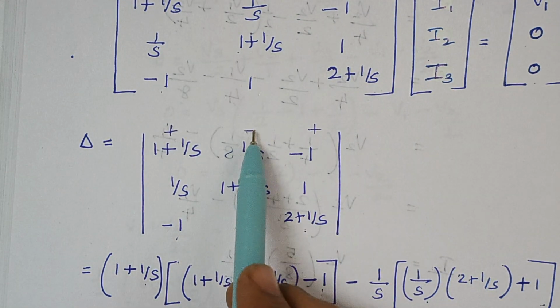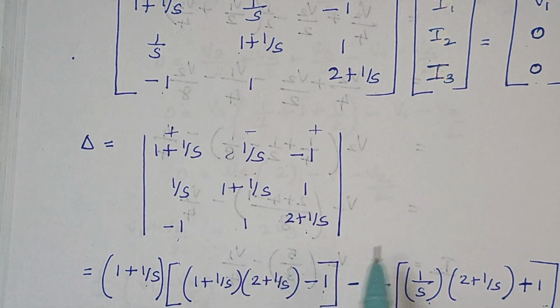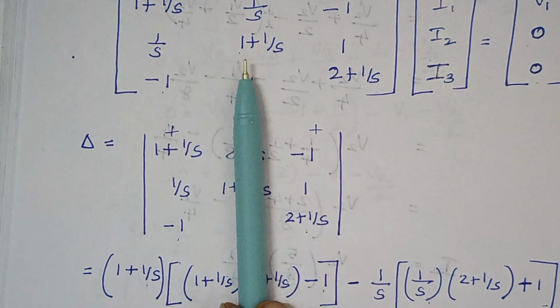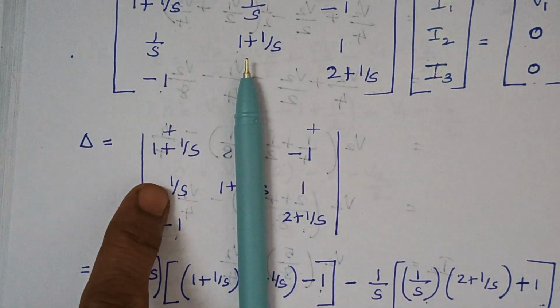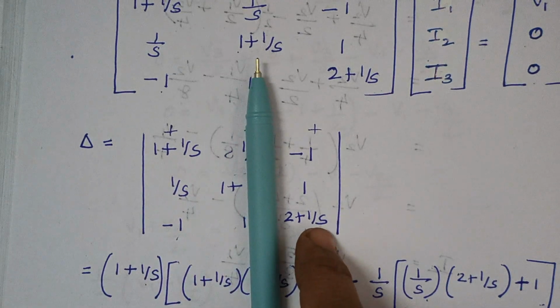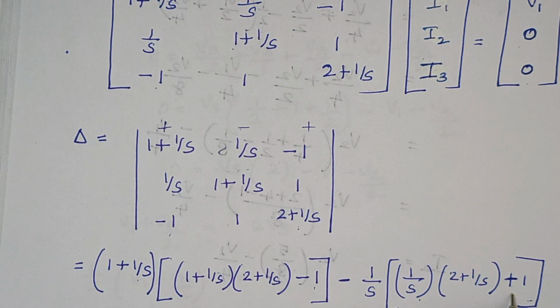Now we are going to take this part. So here it is minus 1 by s. So minus 1 by s, again you have to leave this column and you have to leave this row. So you have to multiply 1 by s into 2 plus 1 by s, minus of minus 1 into 1. So that makes plus 1.